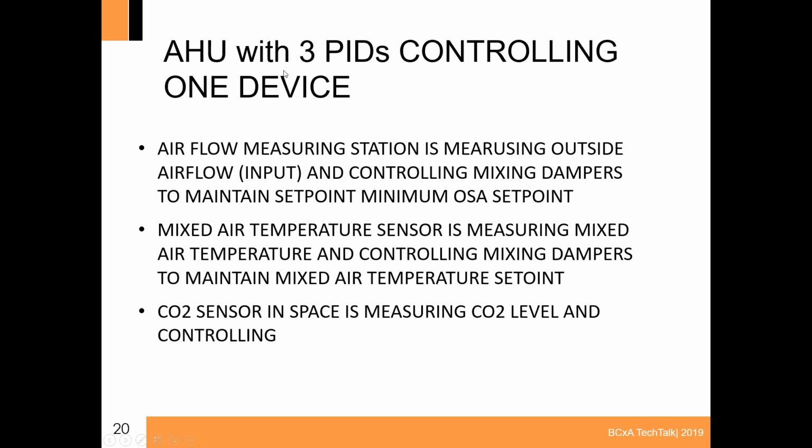AHU with 3 PIDs controlling one device. This is back to the mixing dampers. If you throw in a CO2 sensor and you're going to modulate the mixing dampers, not only based on minimum airflow and economizer mixed air, but also modulating to maintain a CO2 in the space, you can have 3 different loops running at once, and you're going to high select whichever output wants that damper to be open the most.